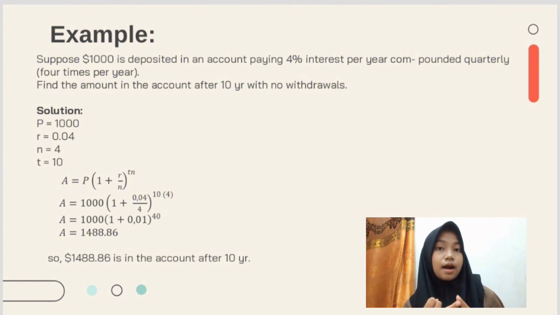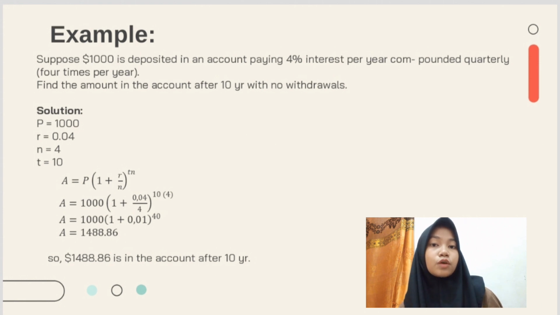Substituting P, r, n and t into the formula, A is equal to 1,000 times 1 plus 0.04 over 4, in brackets, to the power of 10 times 4. A is 1,000 times 1 plus 0.01, in brackets, to the power of 40. A is 1,488.89. So $1,488.89 is in the account after 10 years.